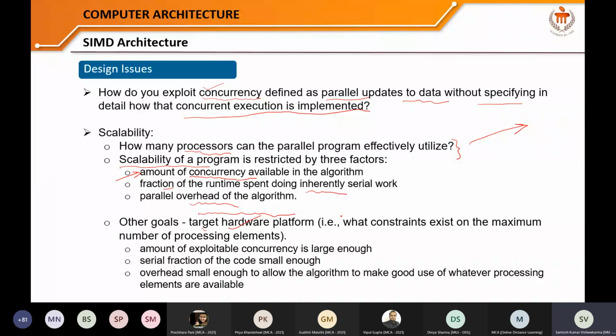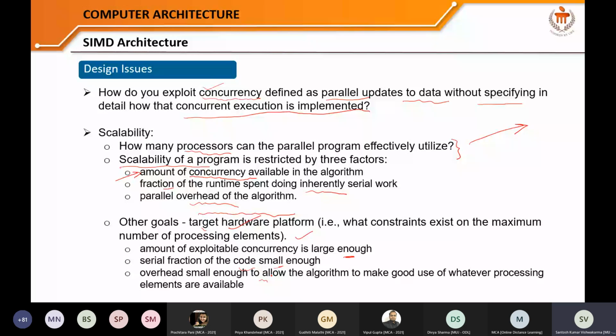So what constraint exists on the maximum number of processing elements? The amount of exploitable concurrency is large enough, the serial fraction of the code small enough, and the overhead small enough to allow the algorithm to make good use of whatever processing elements are available. Apart from this, suppose you are working with a distributed environment, and there are lots of processors simultaneously executing a single task, or different tasks which have been threaded also. So the question is whether the serial fraction of the code is small enough or not, and what overhead is allowed for all that switching which is required once we transmit the result after one clock cycle.